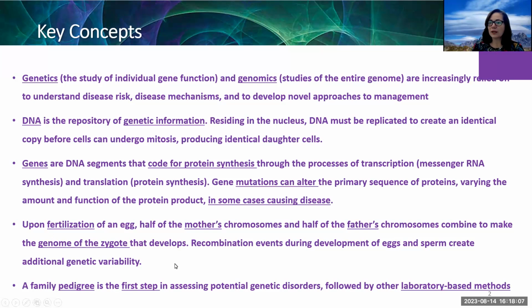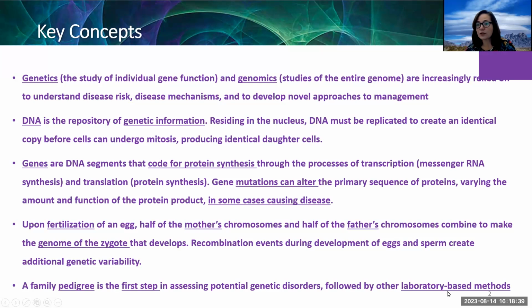I'll remind you, we as humans get half of our genetic information from our moms and half from our dads. Those chromosomes combine to form a zygote. And when we try to follow through the family tree information about who has what medical condition or genetic disease, this is what we refer to as a pedigree. It's sometimes the first step that healthcare providers can take to try to start figuring out what's going on.